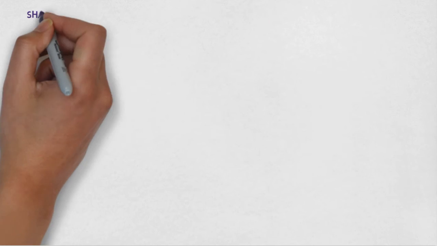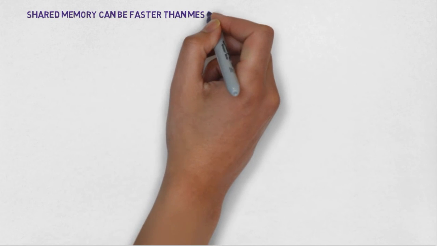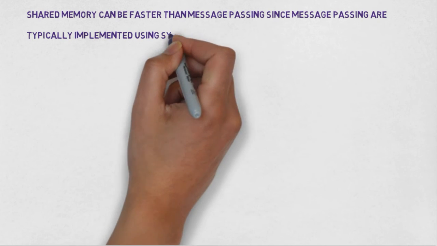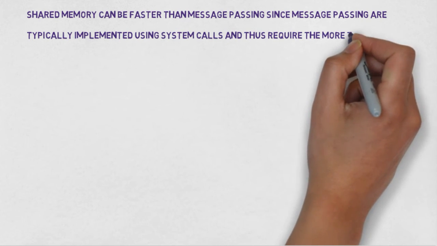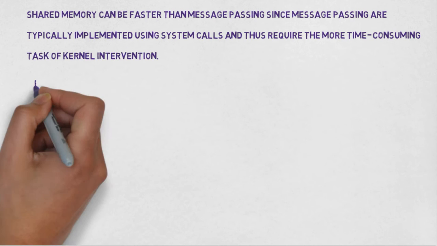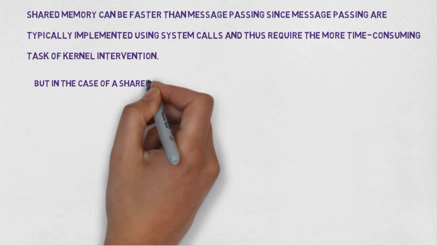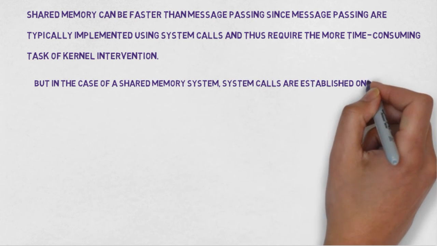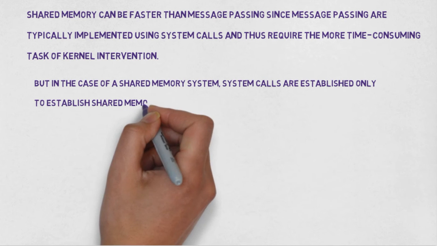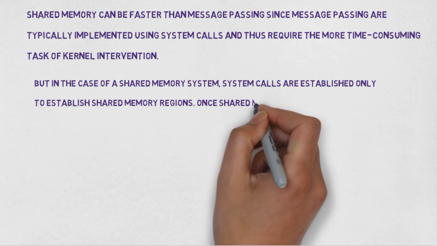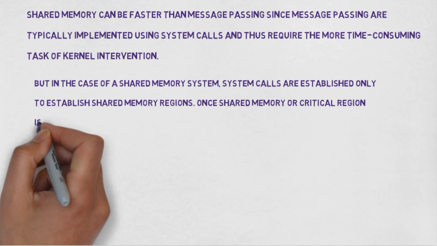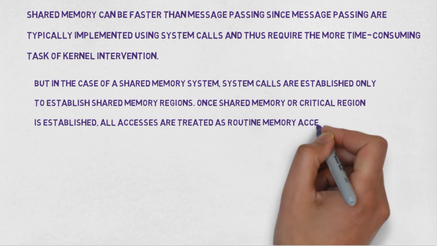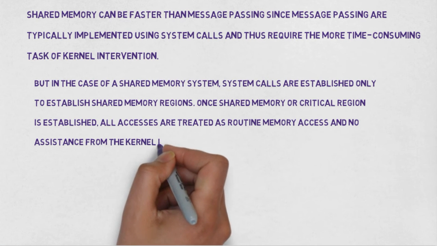Shared memory can be faster than message passing, since message passing systems are typically implemented using system calls and thus require the more time consuming task of kernel intervention. But in the case of a shared memory system, system calls are needed only to establish shared memory regions. Once shared memory is established, all accesses are treated as routine memory accesses and no assistance from the kernel is required.